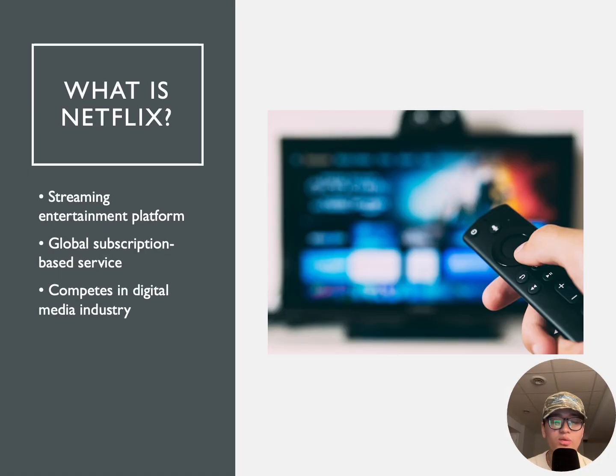So, before we can start, what is Netflix? Netflix operates in the streaming entertainment industry, providing on-demand movies and shows to subscribers worldwide. Because this industry is highly competitive, companies like Netflix must constantly evaluate strategic pressures.